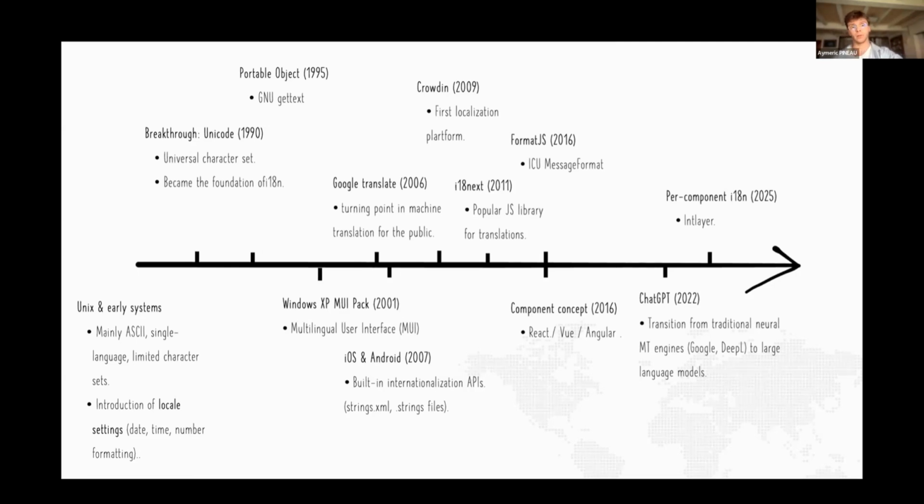Then Google Translate arrived, which was really helpful to translate our content. No need anymore for copywriters or others, even if in 2009, Crowdin was created as the first localization platform, at least the first famous one, that connected together a multilingual project with copywriters from China, Russia, or wherever.